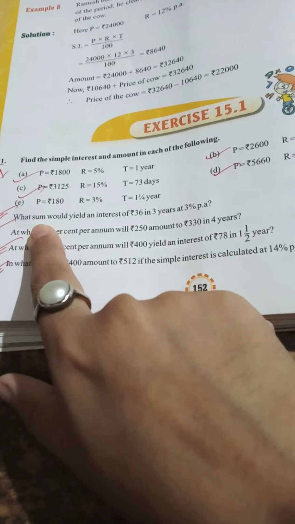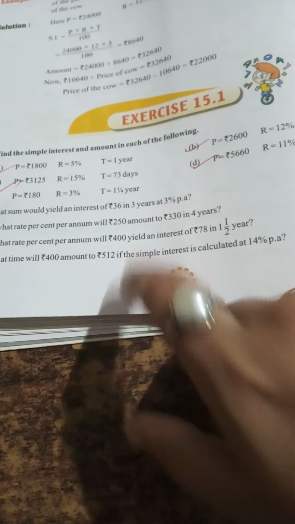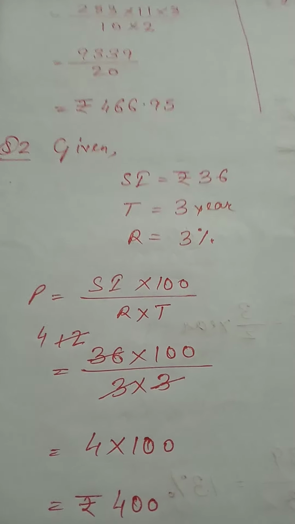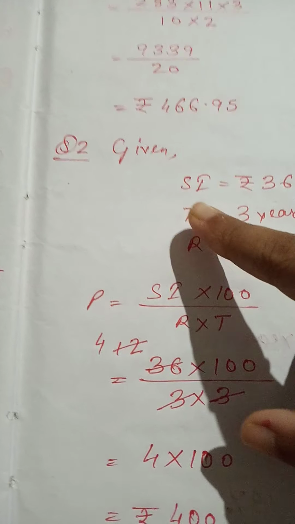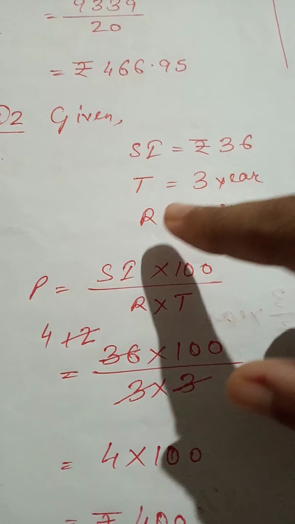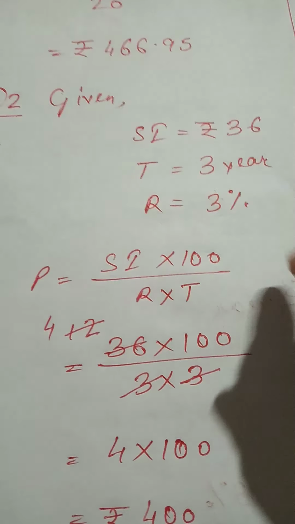Next comes question number 2. What sum would yield an interest of rupees 36 in 3 years at 3% per annum? PA means per annum. Okay. Now you see an interest of rupees 36 is written clearly. So that means our SI is rupees 36. T is already 3 years given. R is 3%. So what we need to find out here is principal.